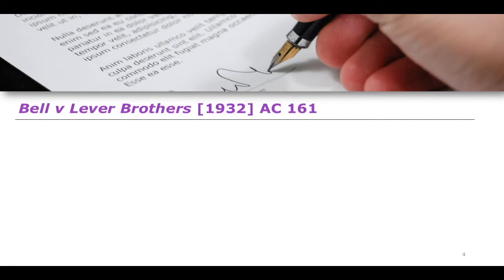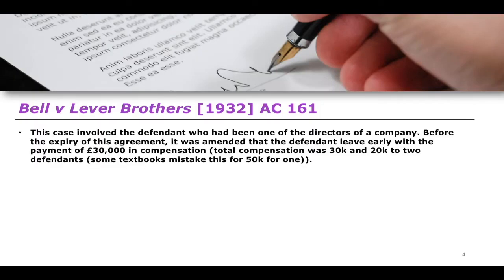The first is the case from 1932, Bell versus Lever Brothers. In this case, there was a defendant who had been one of the directors of a company. Before the expiry of this agreement, it was amended so that the defendant would leave early with a payment of £30,000 in compensation. The total compensation, in fact, was £30,000 and £20,000 to two different defendants.